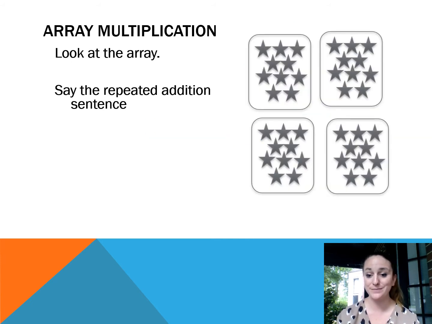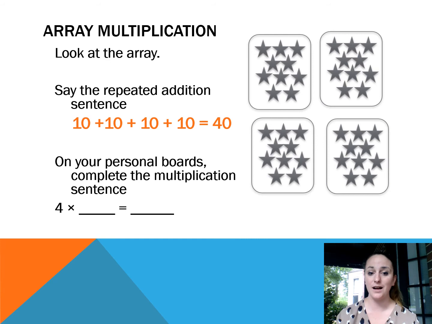Look at the array. Say or write the repeated addition sentence. 10 plus 10 plus 10 plus 10 equals 40. On your personal boards, complete the multiplication sentence. It starts with 4 because there are 4 groups of what with a total of what? 4 times 10 equals 40. It is another way of saying 4 groups of 10, total 40.